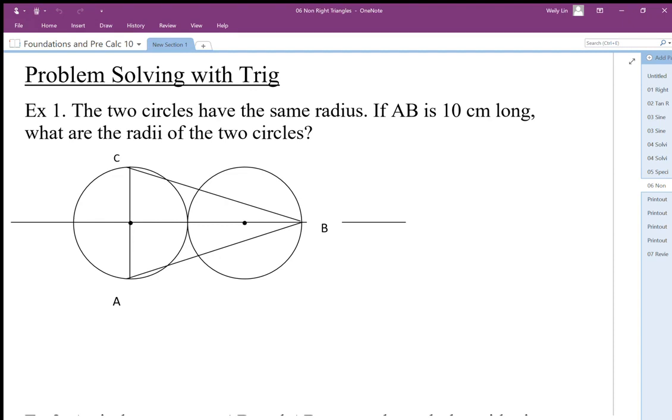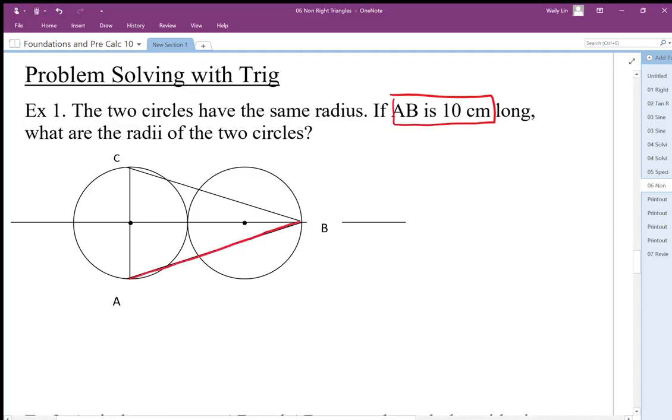We have to apply trig, but we have to figure out some pieces of this before we can apply the trig. So we have two circles here. They're equal sized circles. The radius is the same. And we have this length A to B is 10 centimeters long. So I'm just going to highlight that, make sure that I keep track of that information. Okay, so this AB length here is 10 centimeters.